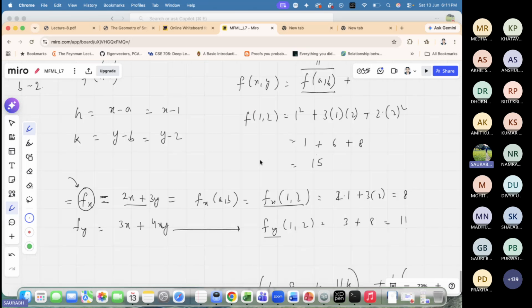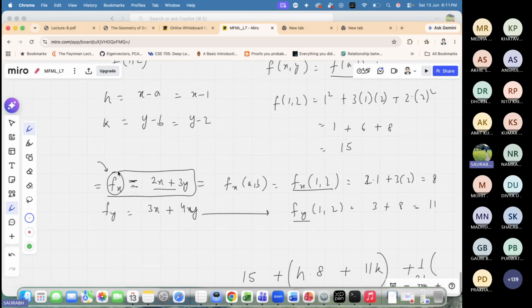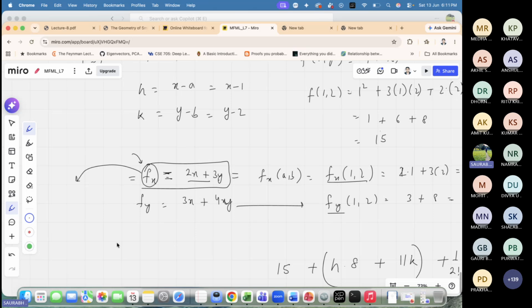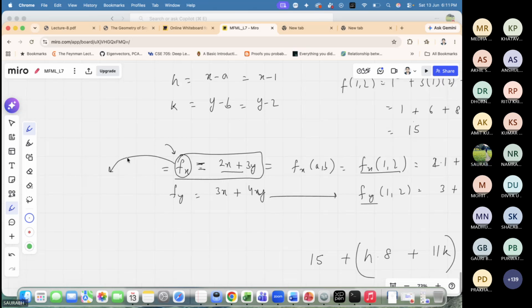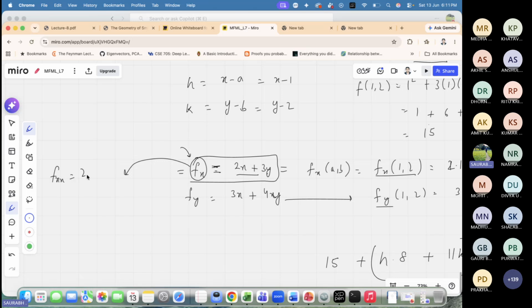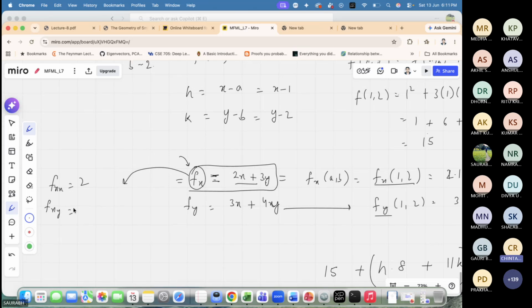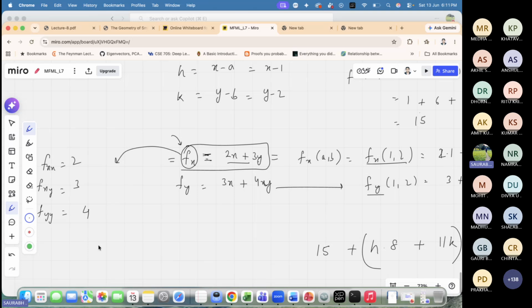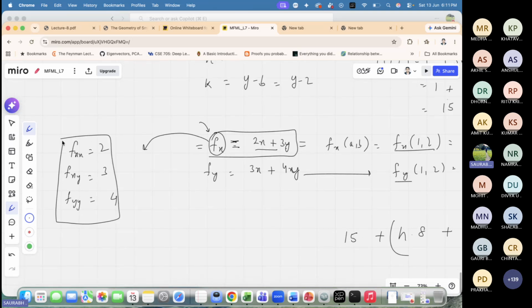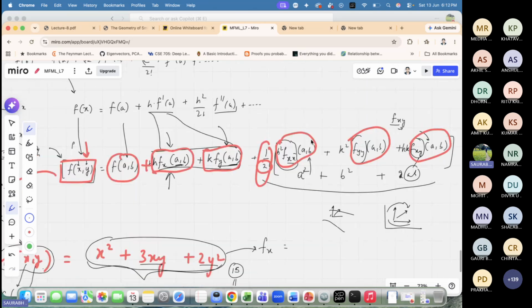What would be the second order derivative of this function? You have already found fx. You just differentiate it one more time with respect to x. fxx would be 2. Then you will write fxy. What is fxy? It would be 3. And fyy would be 4, right? So basically you have found these three values as well.